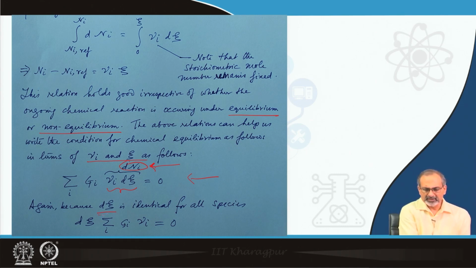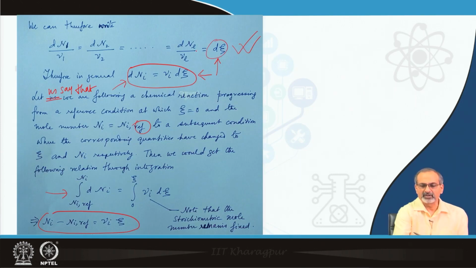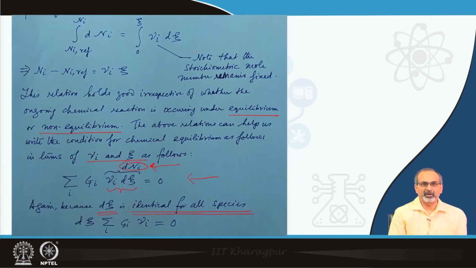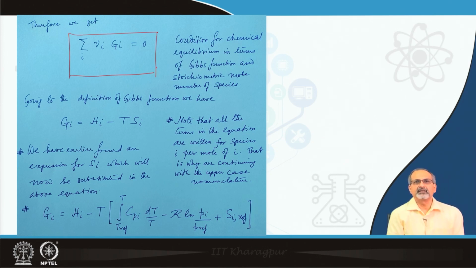Again, remember that this was common to all the species. It was a common term, as we had indicated in this expression here. Therefore, it can come out of that summation, and what basically matters then is this particular equation. So, ultimately the outcome comes out to be like this, and this gives us the condition for chemical equilibrium in terms of the Gibbs function and the stoichiometric mole number of the respective species in the gas mixture.